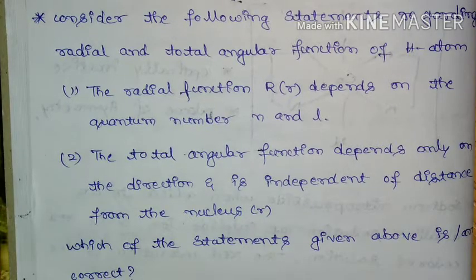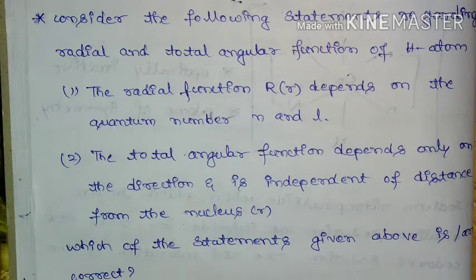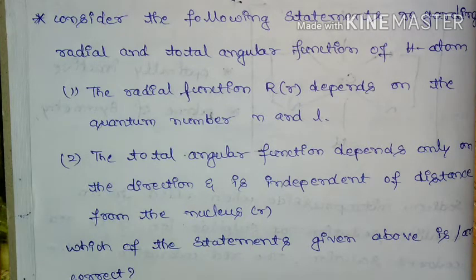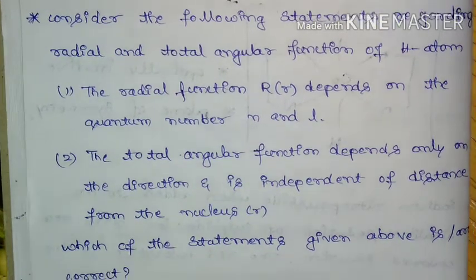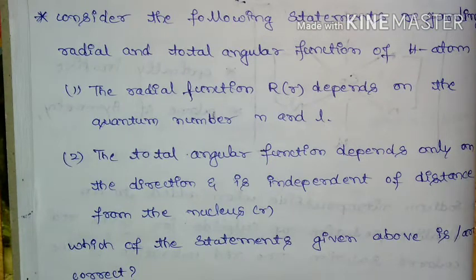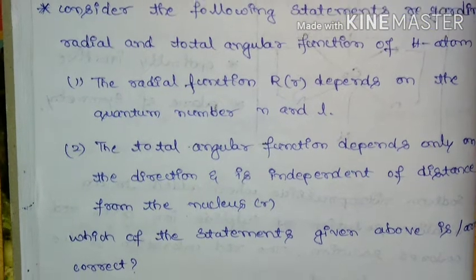Hi students, today I am going to discuss Geoscientist 2020 prelim examination problems related to atomic structure, classification of element and periodicity. First question is, consider the following statements regarding radial and total angular function of hydrogen atom.